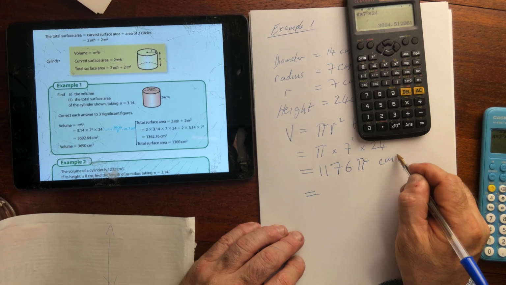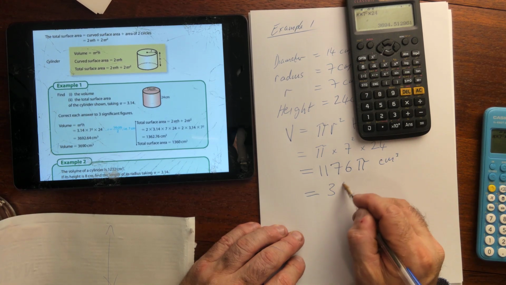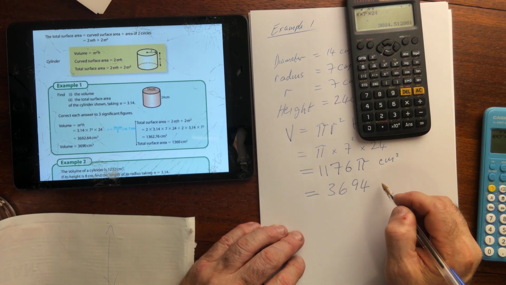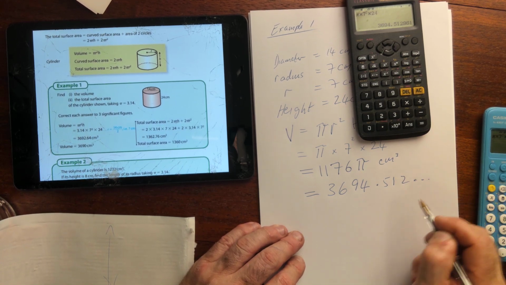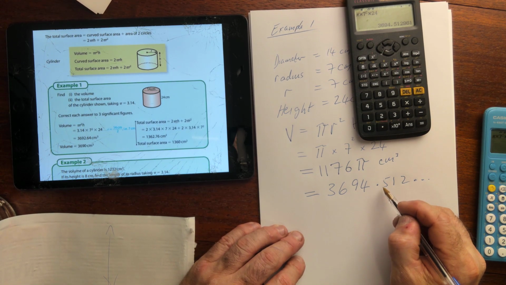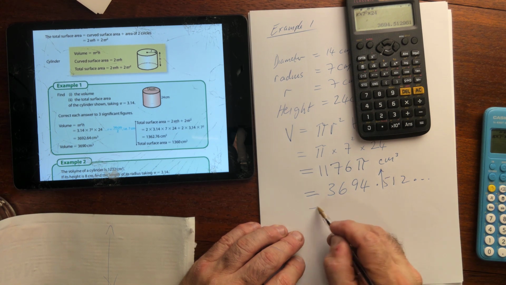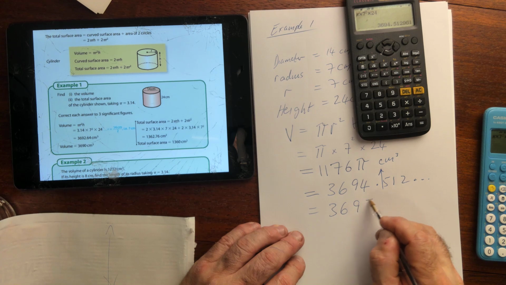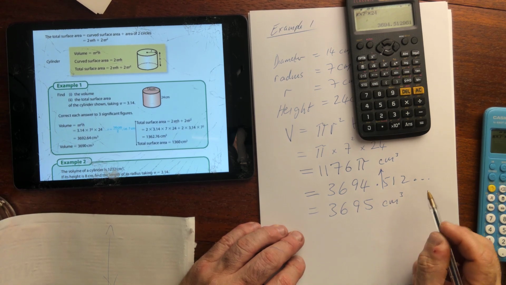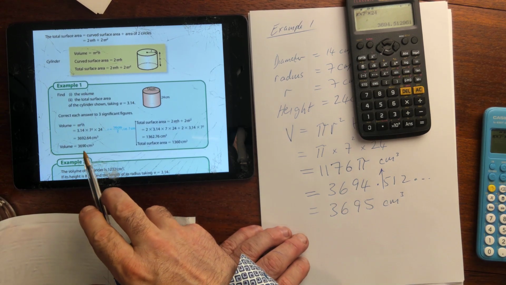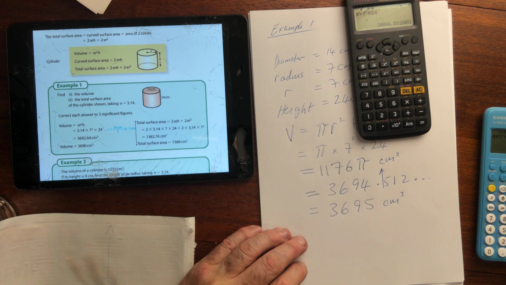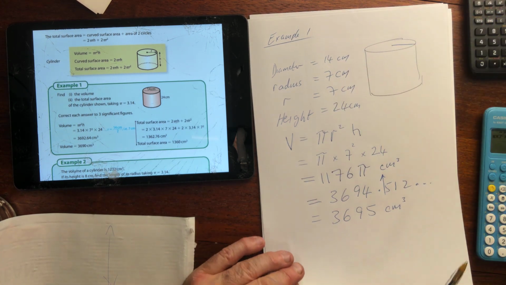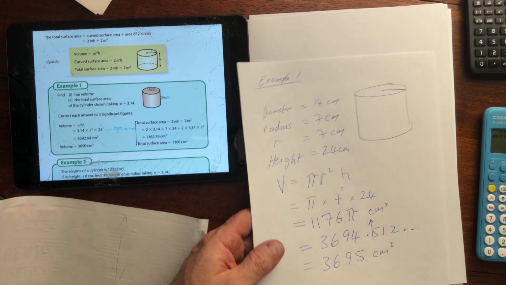and that's centimeters cubed, and then this next one is 3694.512 dot dot dot, and then we're going to round it up, and we get 3695 centimeters cubed. Yes, my answer is slightly different than it is here, but that's because they used a rounded version of 3.14. Okay.